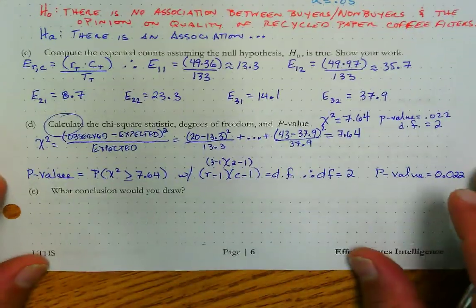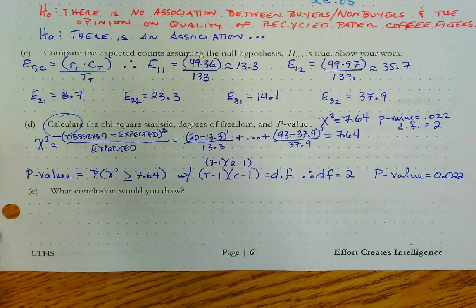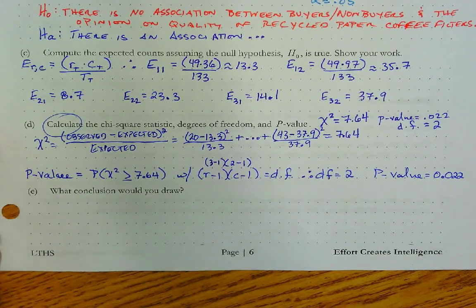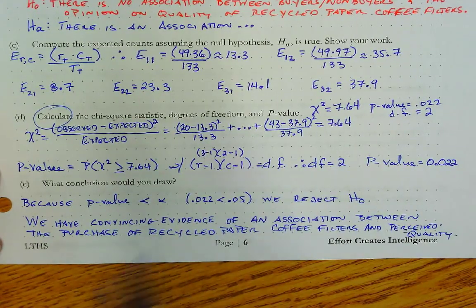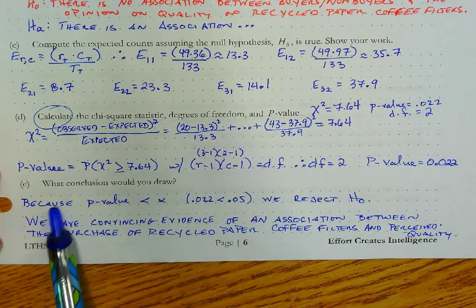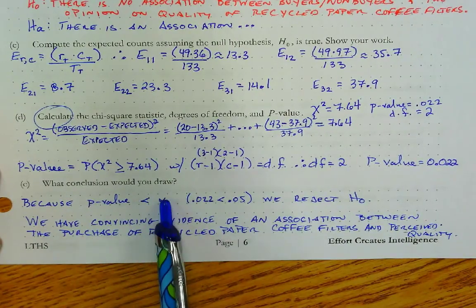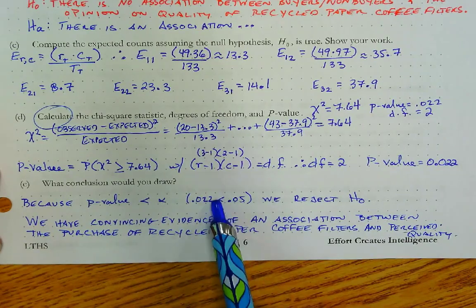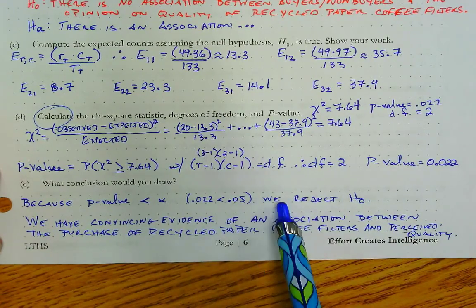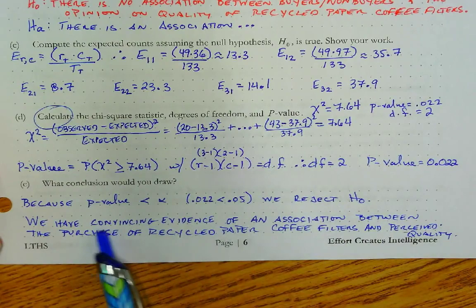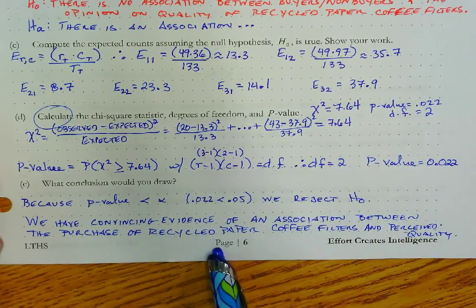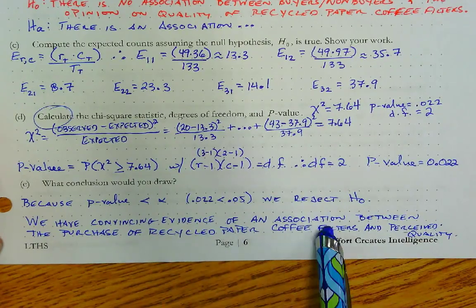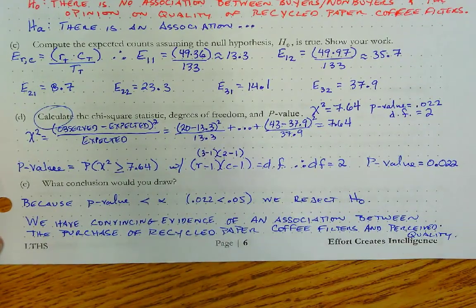The last little piece is the conclusion that you would draw. Pause the video, think of your conclusion, then unpause the video and check. So what is our conclusion? Because the p-value is less than the significance level, 0.022 is less than 0.05, we reject the null. We have convincing evidence of an association between the purchase of recycled paper coffee filters and their perceived quality.